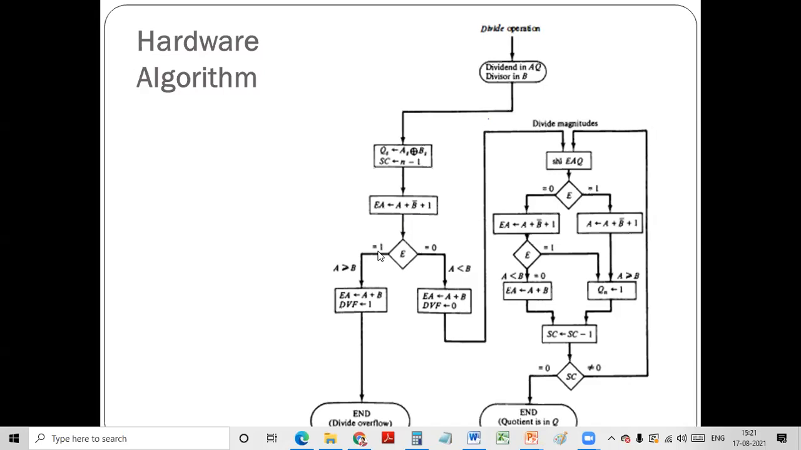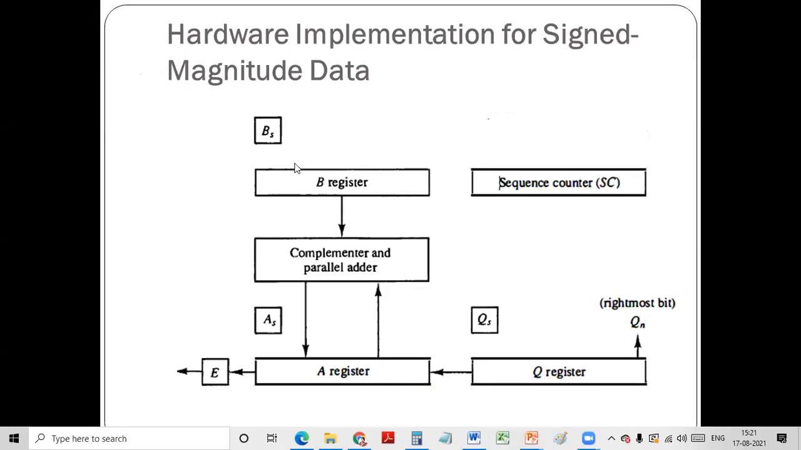If E is equal to 1, it means A is greater than B. Initially itself A is greater than B. Obviously, I will be getting a result which is greater than the number of bits dedicated for storing my quotient. See how many bits there are after doing this finally.